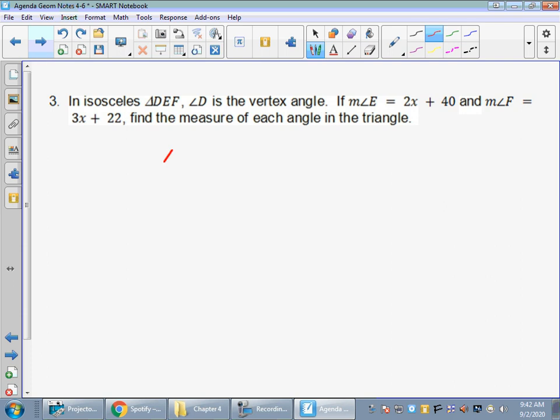So let's just start by drawing a picture. And I'm going to put D up here as the vertex angle. And that means that E and F can be down here. And if that's the case, if D is the vertex angle, then that means that these 2 legs would have to be congruent, because they would be the legs, which then also means that these 2 angles opposite those legs would have to be congruent. So now we are just putting in all the information that we know. We also know that angle E down here is 2x plus 40.